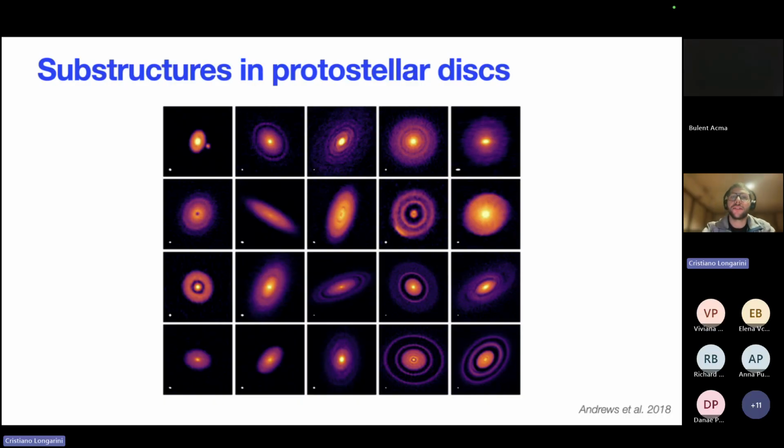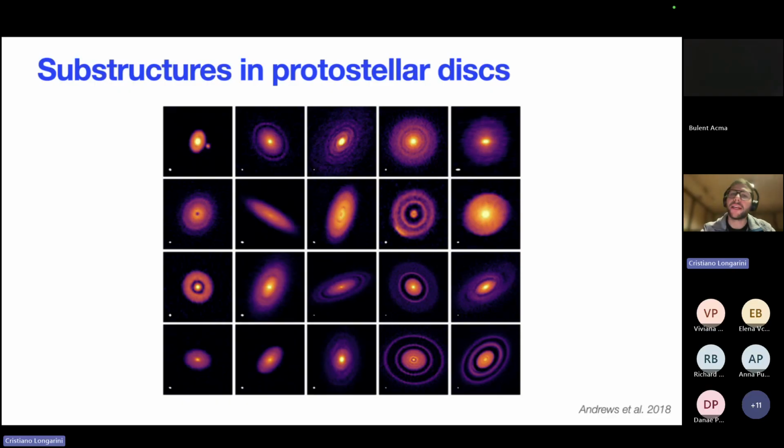These are images of dust continuum emission from protoplanetary disks, taken from the DSHARP large program. As you can see in these beautiful images, these disks are not smooth at all. They show a lot of substructures such as gaps, rings, spirals, and non-axisymmetric features. Of course, understanding the origin of this substructure is of primary importance.